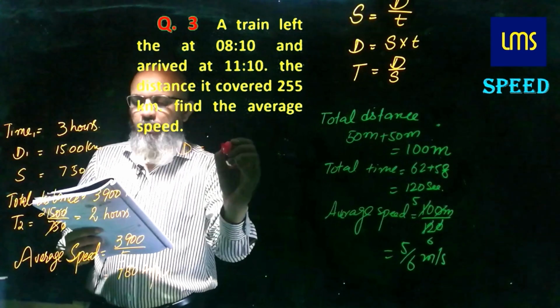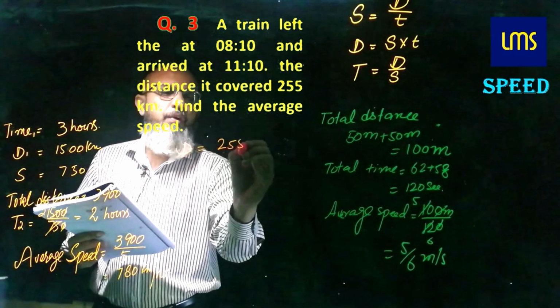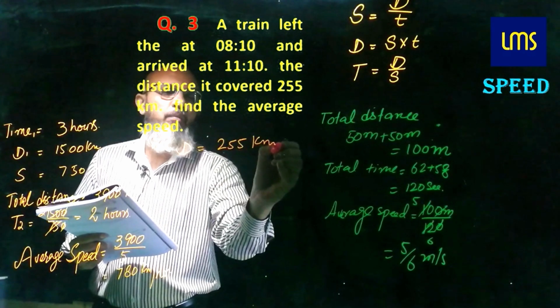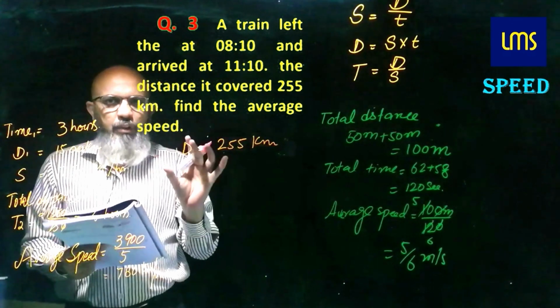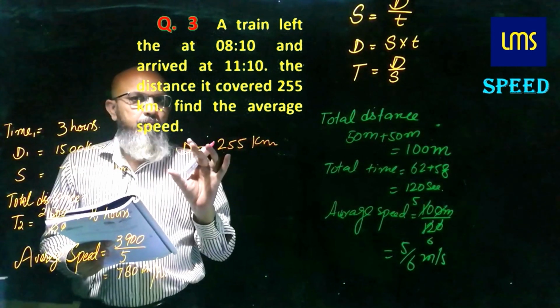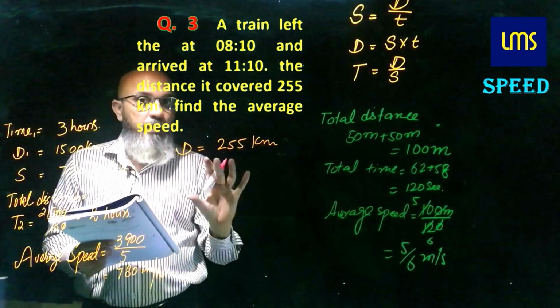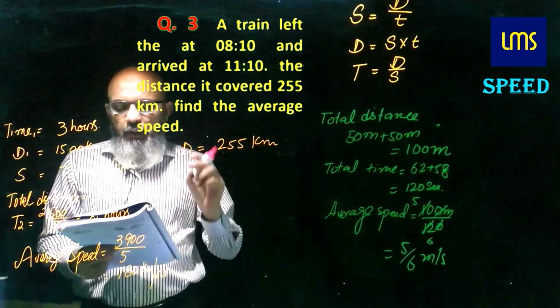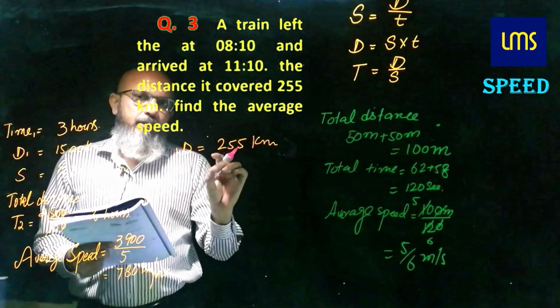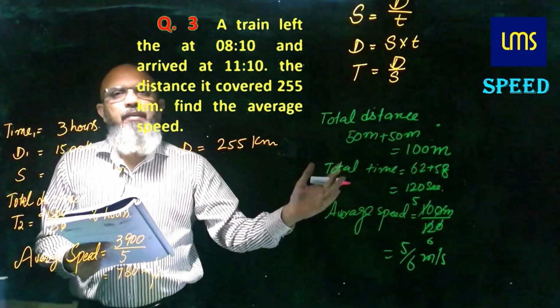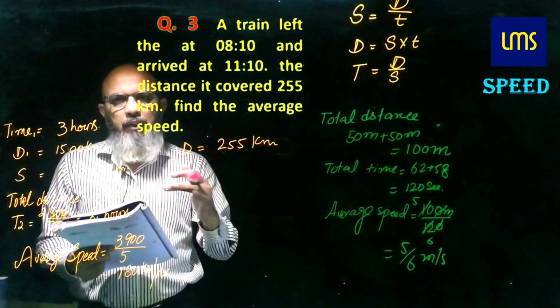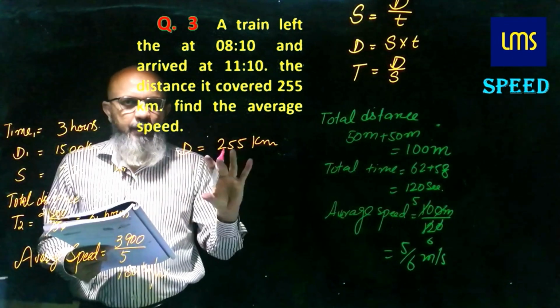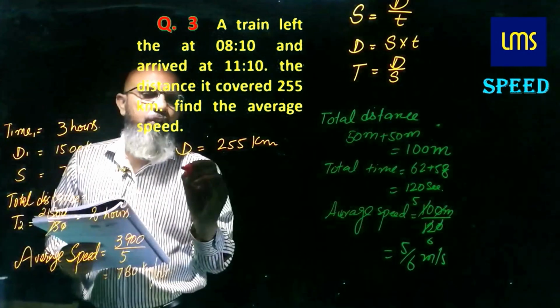Distance is 250 kilometers. The time duration is not given, the time is given. Left at 8:10, and reached at 11:10. So how many hours did the train take to cover the distance? So what is your time?